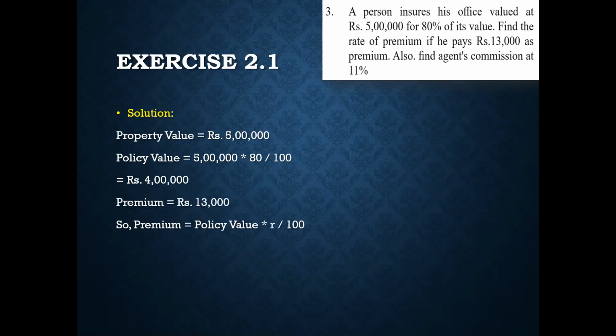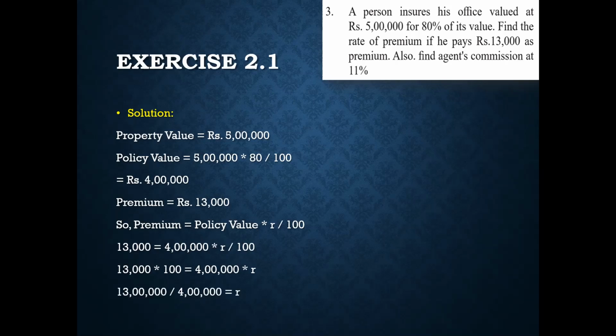Premium amount 13,000. So you use the formula, premium is equal to policy value into R by 100. This time under premium, I have written 13,000 is equal to 4 lakh into R divided by 100. You can either cancel the zeros for 4 lakh and 100, or you can do like this. I have taken 100 that side, cross multiply. So 13,000 into 100 is equal to 4 lakh into R, which gives me 13 lakh, and I have divided it by 4 lakh. Again, cross multiply. So there's an into sign over here. So into changes into division like this. So I got the answer as 3.25%.